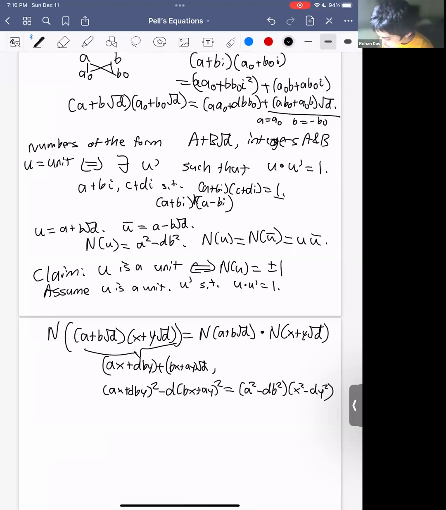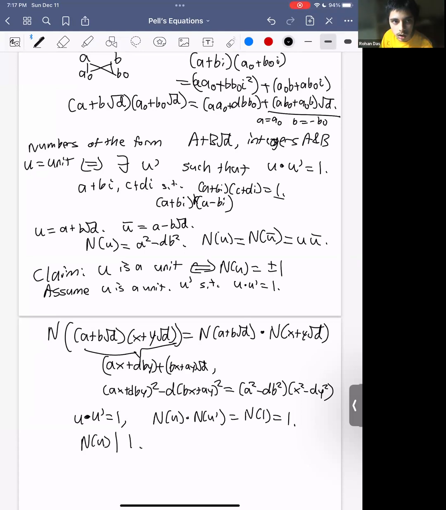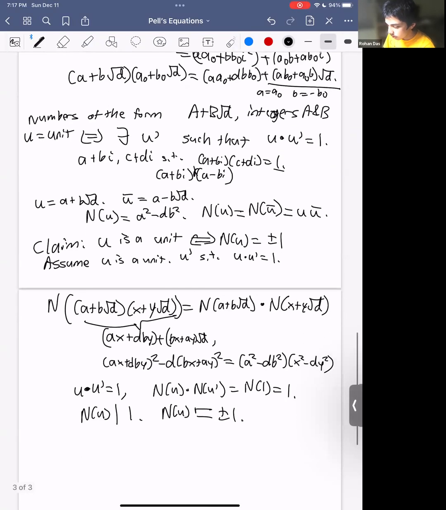So now if u times u prime equals 1, the norm of u times the norm of u prime is equal to the norm of 1, which is just 1. Because the norms are by definition integers, we have that the norm of u divides 1. The only integers which satisfy this are plus and minus 1. So therefore we have proved that if u is a unit, the norm of u is either 1 or negative 1.